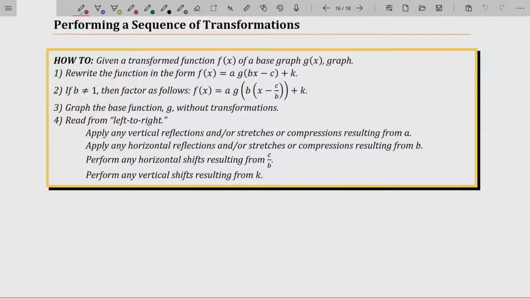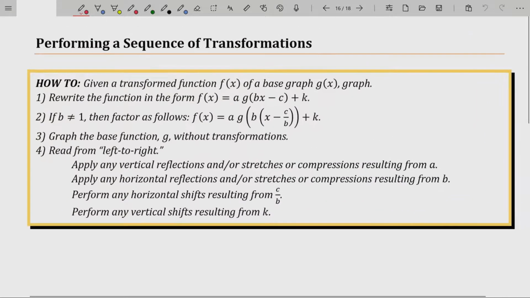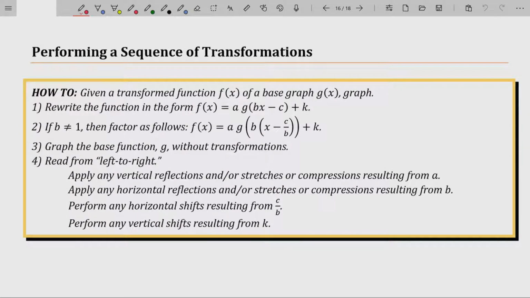You should have already watched the video on how to shift functions vertically or horizontally. You should have watched my video on how to reflect graphs about the horizontal or vertical axes. You should have also watched the video on vertical and horizontal stretches and compressions. There's also another video on odd and even functions, which can be very important, and I will likely include that as part of our conversation here. So let's talk about doing all that at once.